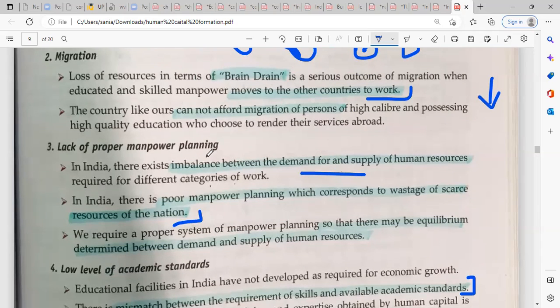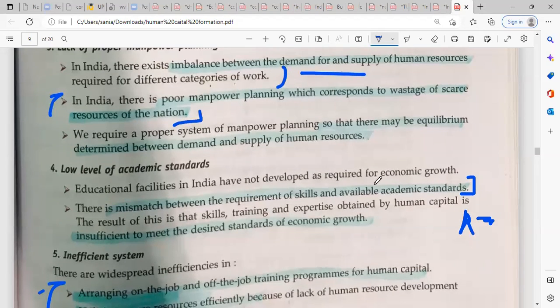Then lack of manpower planning. There is no manpower planning, so in India there exists an imbalance between this and this. And then the second point, in India there is poor management. Then low level of academic standards, so there's a mismatch between the requirement of skills and the available academic standards. Clear?